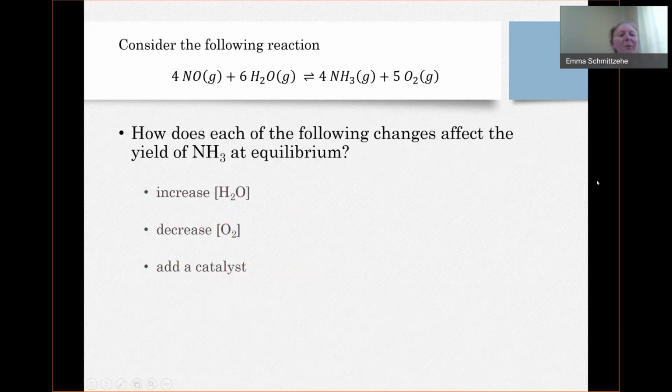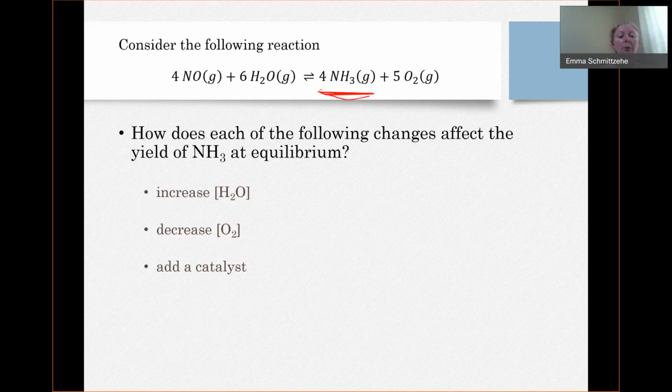Okay, so we have another reaction, but now I say, how does each of the following changes affect the NH3 at equilibrium? So instead of asking what direction the reaction shifts, I'm asking how it impacts this substance, NH3. Probably we're doing this reaction because we want to produce NH3, right? And so I want to know, am I going to get more NH3? Am I going to get less NH3?